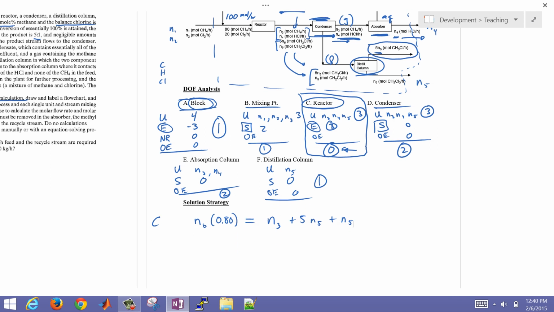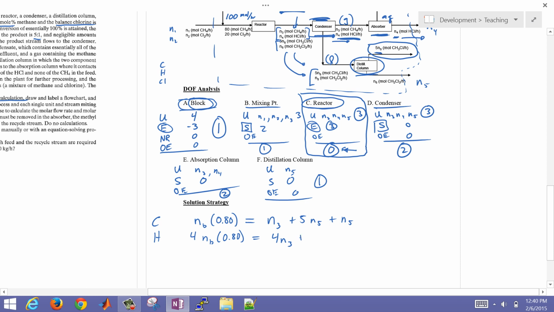So now let's write a balance. Let's go ahead and write it for the hydrogen now. And so we know that we have 4 times the number for our basis, times 0.8. So that's going to be our hydrogen coming in. That's just the methane here. We have 4 hydrogen atoms for every methane. And so coming out, this is going to be 4 times N3. Again, that's our methane coming out.